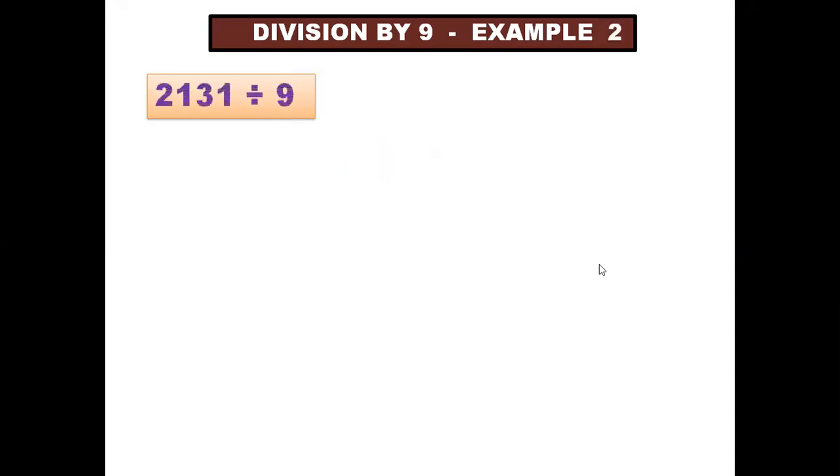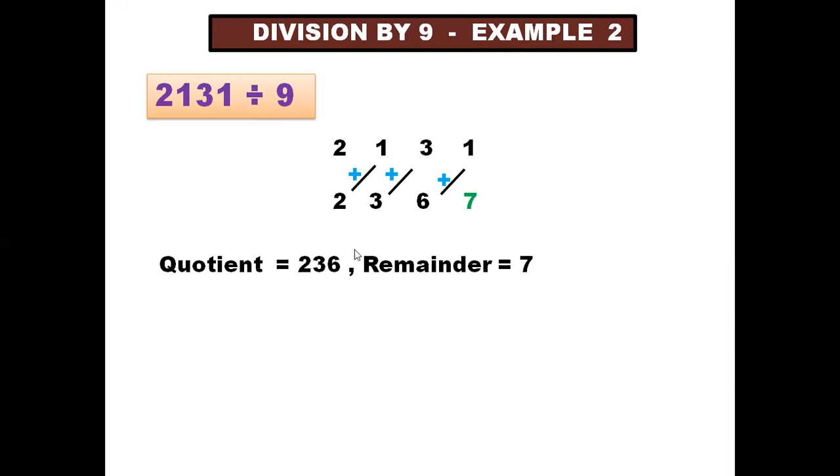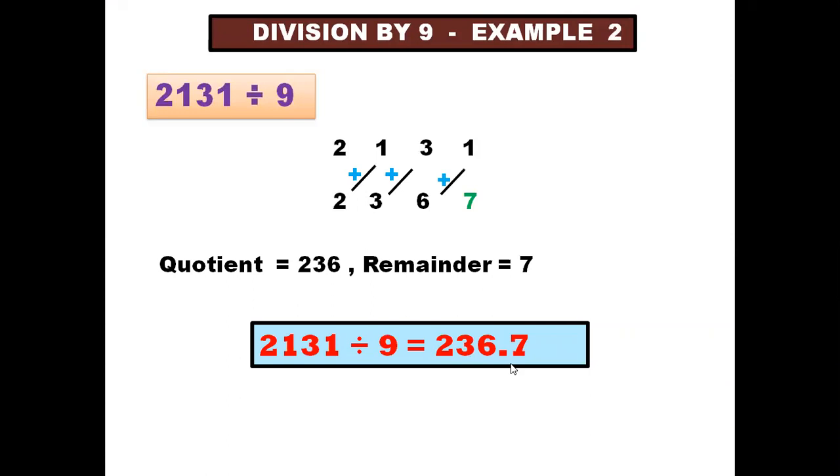Now moving on to another example, 2131 divided by 9. Let us write 2131 in this way, as I have shown you in example 1. Now we'll write the first digit 2 just below. Now we'll add the next digit, so 2 plus 1 is 3. Now again we cross add it, so 3 plus 3 is 6. Again cross add it, 6 plus 1 is 7. Now we don't have anything to add, so 7 is the remainder. So the quotient is 236 and the remainder is 7. Very easy. You can also write it as 236.7.